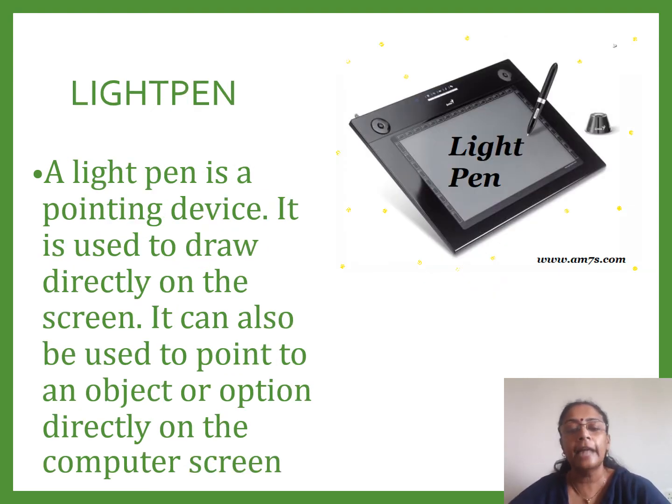The next is a light pen. A light pen is a pointing device which is used to draw directly on the screen. It is also used to point to an object or an option directly on the computer screen. So you can use a stylus, the pen that is used for selecting or drawing or writing directly on the screen. It is called a stylus. So you can use this light pen and draw directly on a computer screen. This is also another input device called the light pen.